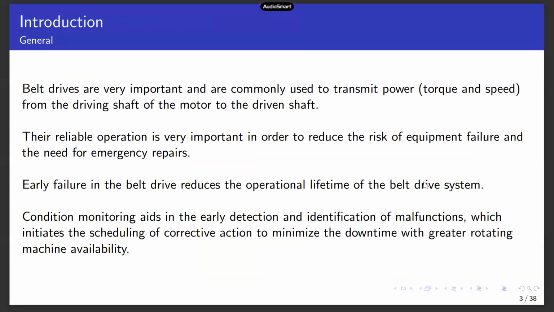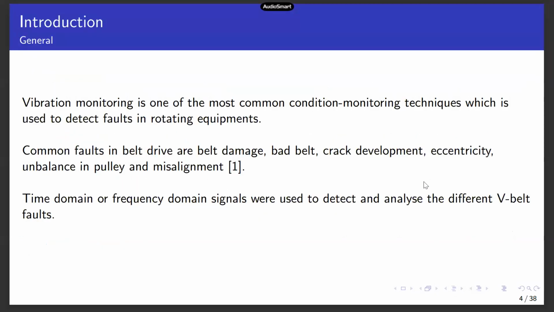Now, in the general introduction, belt drives are commonly used to transmit power from one shaft to another shaft. Reliable operation is very important. Condition monitoring techniques are used to detect early faults. Out of that, vibration monitoring is one of the most commonly used methods, which detects almost 70 to 80% of mechanical faults. The common faults arising in belt drives are bad belts, crack development, and eccentricity.